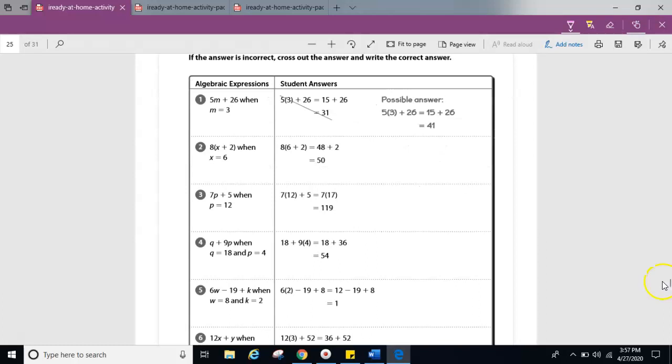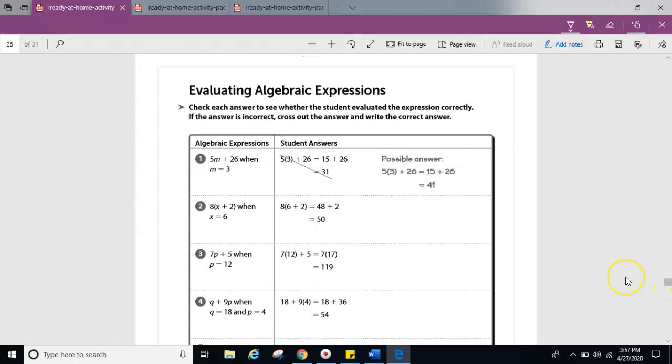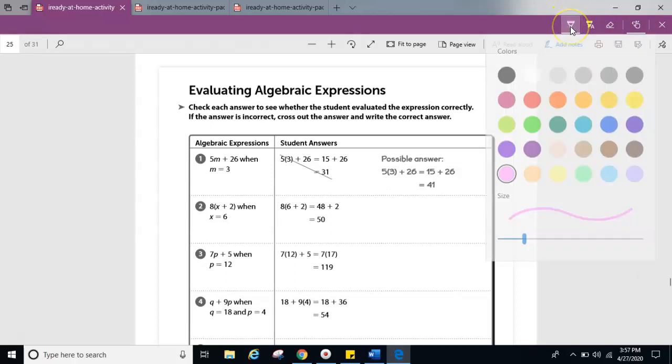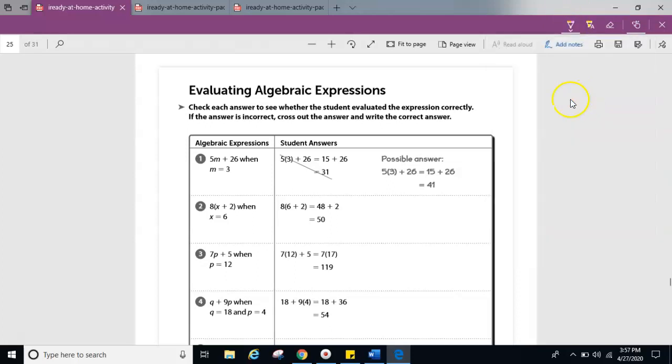Moving on to page 25, evaluating algebraic expressions. So we are going to do one of my favorite mathematical sayings. Not sure if it's extremely mathematical, but it was always one of my favorites in middle school and high school. It is called to plug and chug. So we can see right here they're telling us what m is equal to.